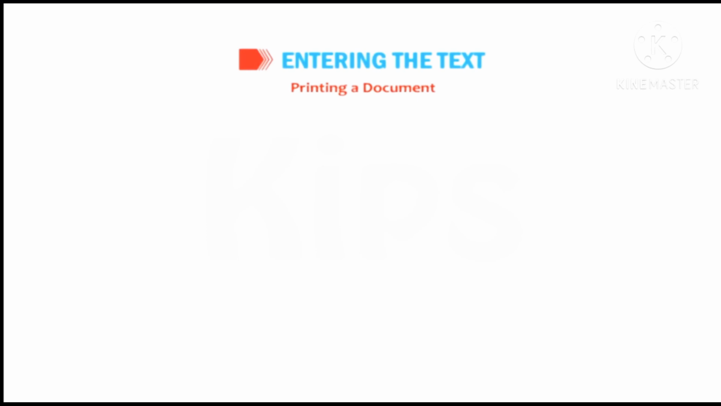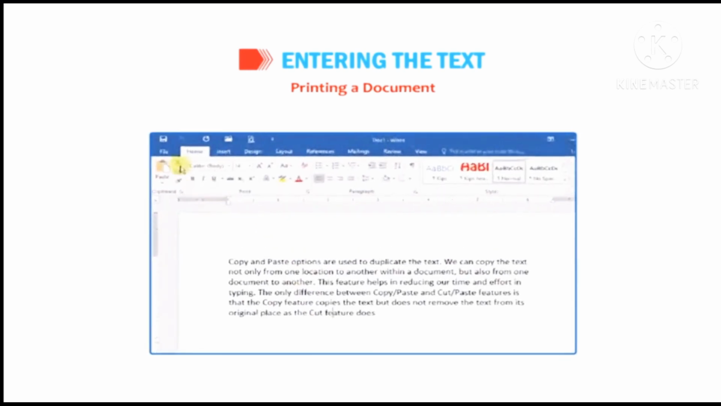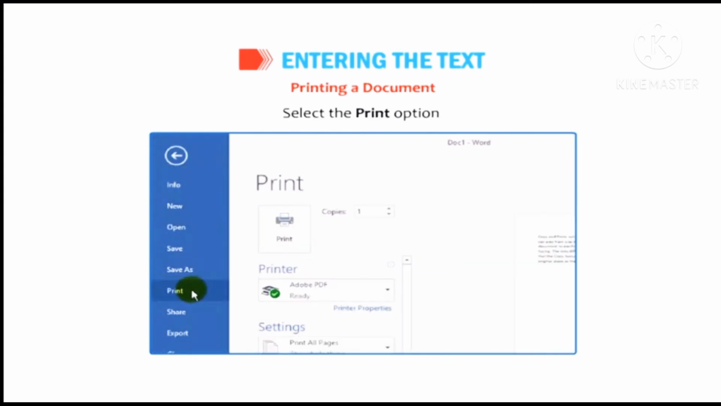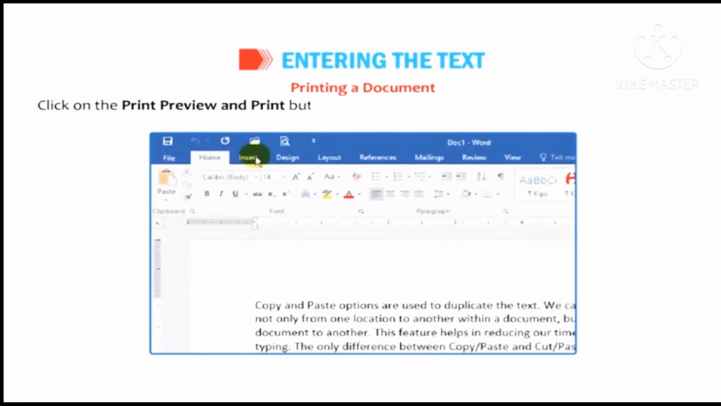Printing a document. First, you have to click on the File tab. Then second, select the Print option. Shortcut for you: click on the Print Preview and Print button on the Quick Access toolbar, or press the shortcut key Ctrl plus P.